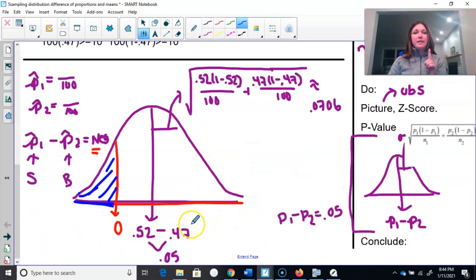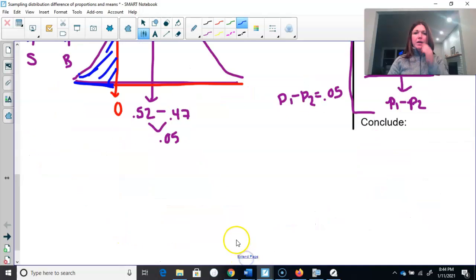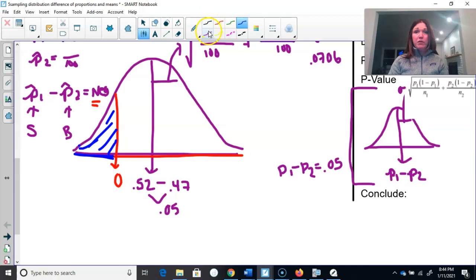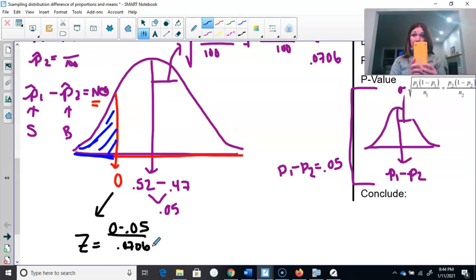So in this case, this is my observation. Now I'm going to go ahead and find a z-score for that observation. So we have z is equal to 0 minus 0.05 divided by 0.0706. I'm going to go ahead and type that in my calculator. 0 minus 0.05 divided by 0.0706. And that gives me a z-score of negative 0.71.